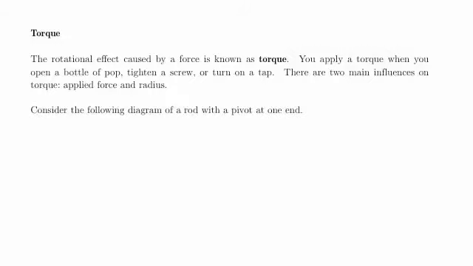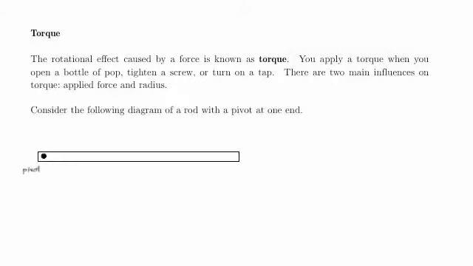There are two main influences on torque: the applied force, so if you turn harder, you're going to produce more torque, and radius. If you apply that force at a greater radius, you will apply more torque. Let's consider the following diagram of a rod with a pivot at one end. You could think about this as the top-down view of a cupboard. There's a reason why the handles of doors are as far away from the hinges as they can possibly be: we want to maximize the radius, the distance from where we apply a force to the pivot point.